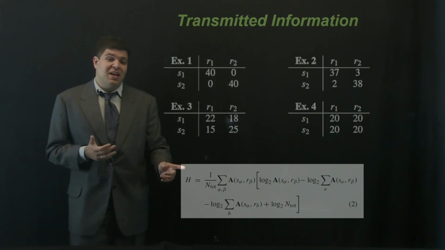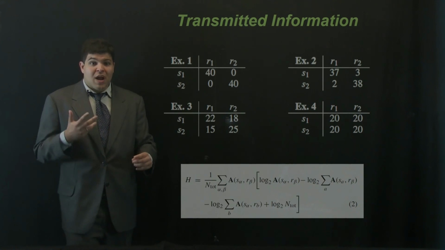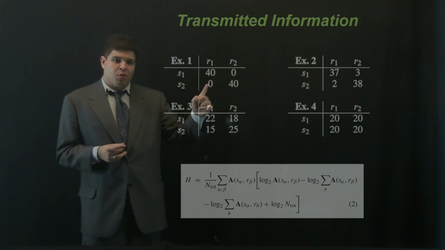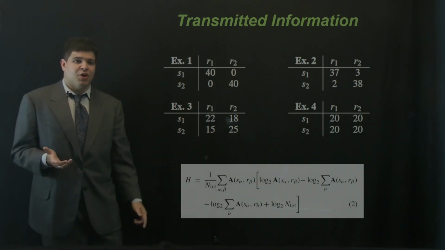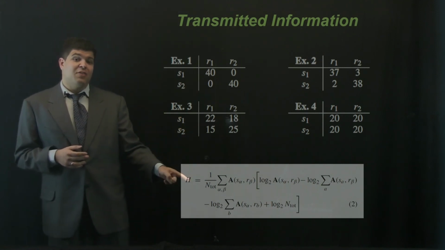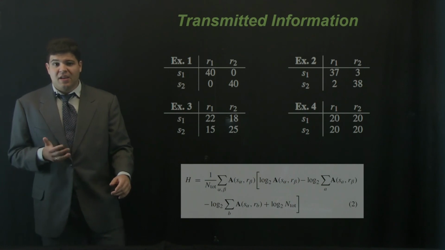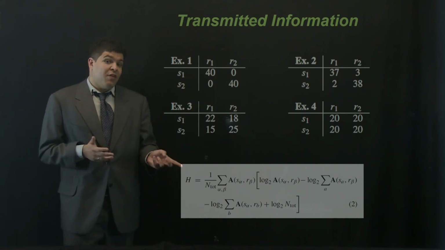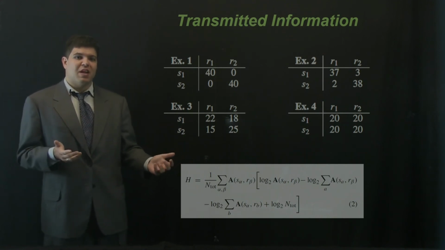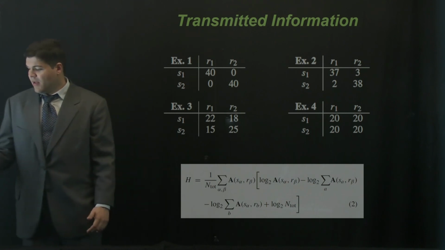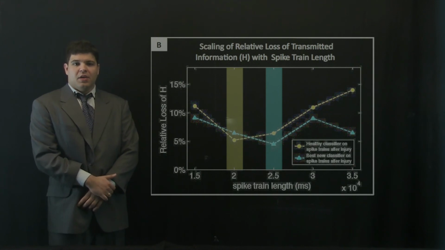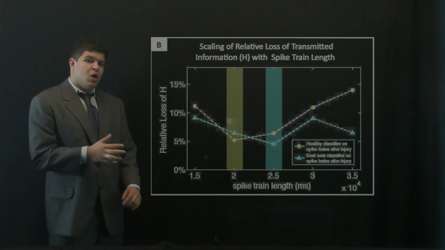And this formula gives you the right way to penalize your score proportionally to the off-diagonal terms. So the off-diagonal terms are properly penalized by this expression, and now that we have an expression like this, we can start calculating the loss of transmitted information in the system.